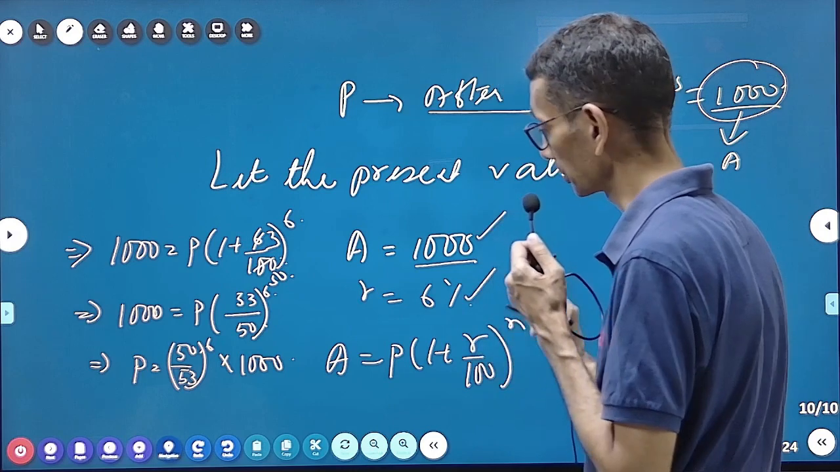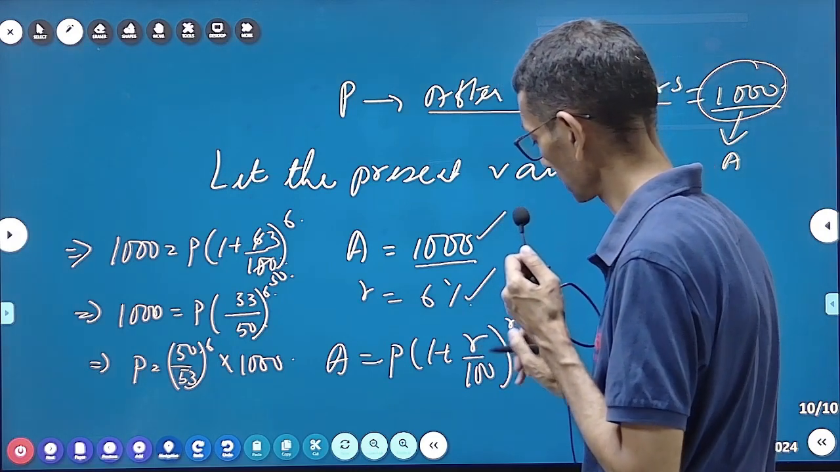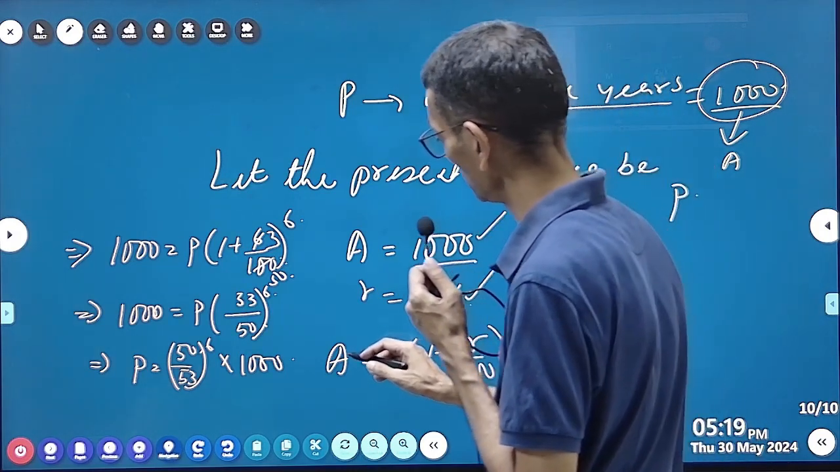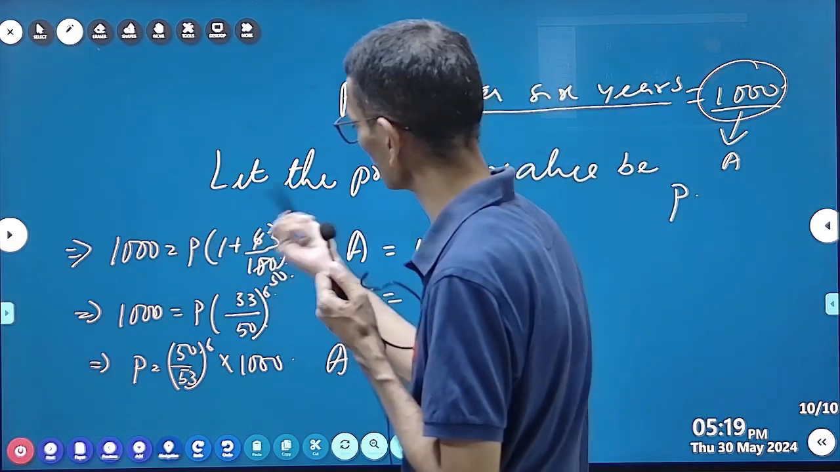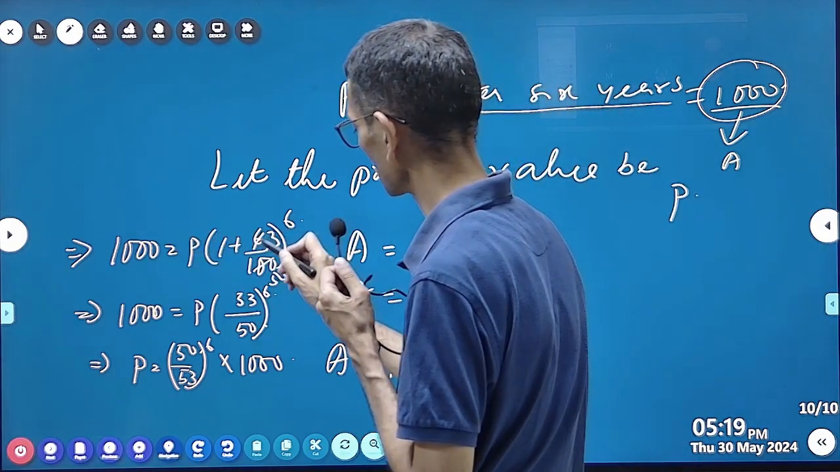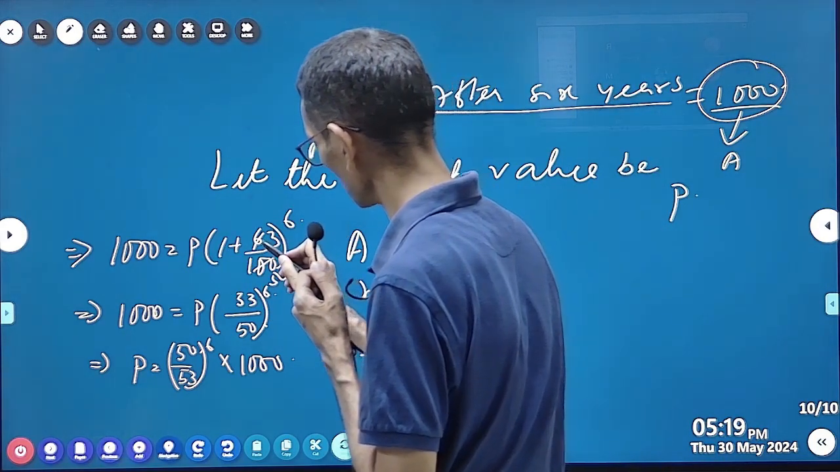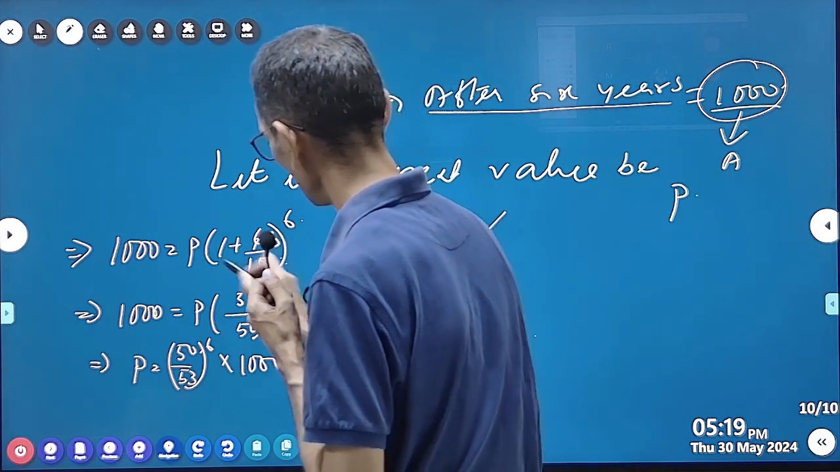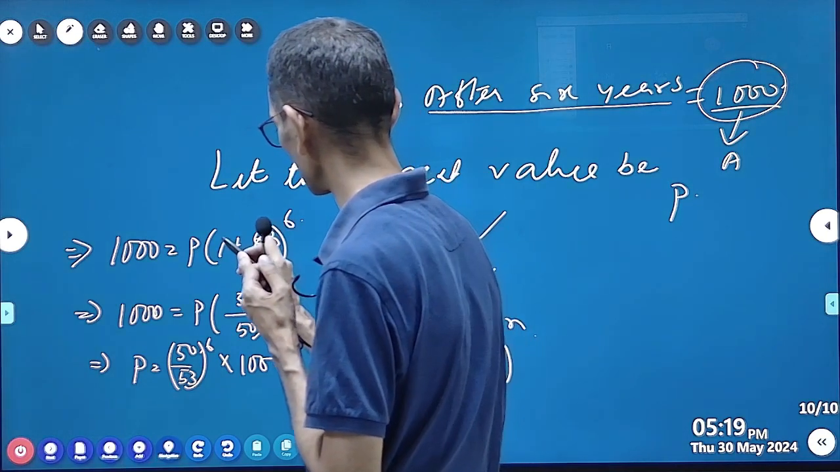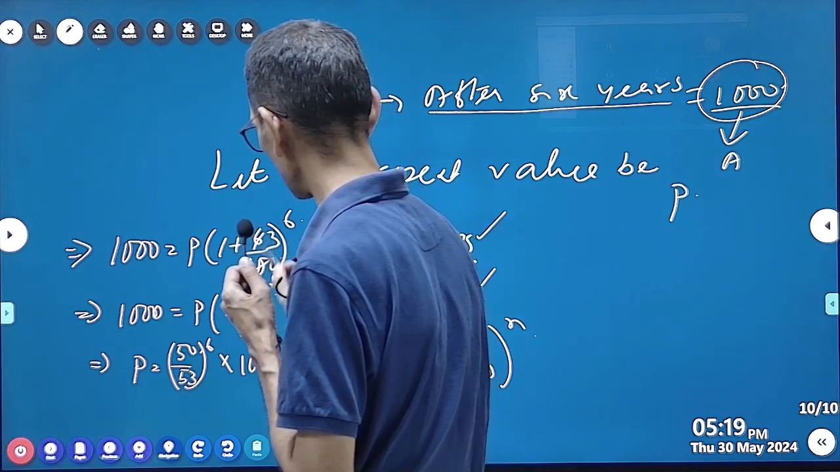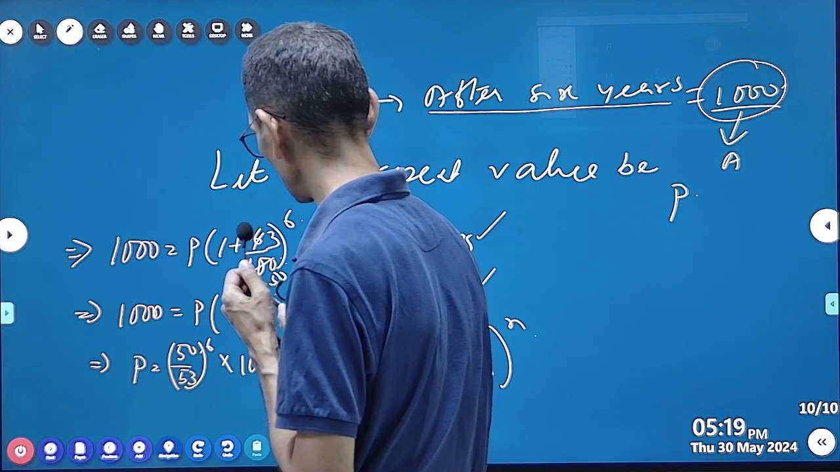So put in the amount formula, P(1 plus r by 100). Amount is 1,000. P we do not know. 1 plus r is 6 by 100, so you can cancel it. 3 by 2, 2 3s are 6, 2 50s are 100. And if you take the LCM, 50 plus 3 is 53 by 50, whole to the power 3 by 6.